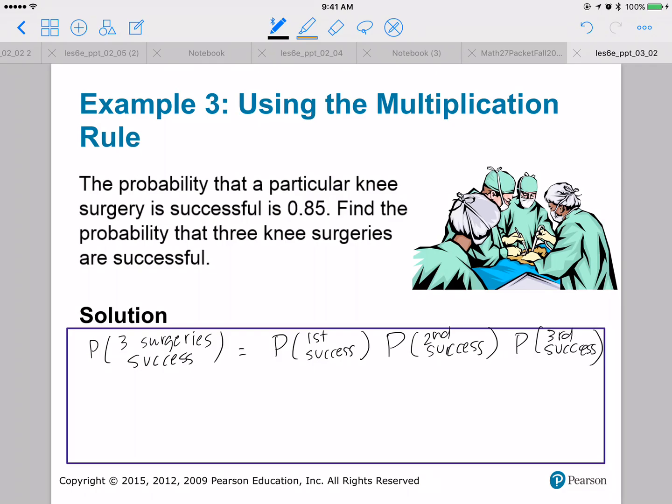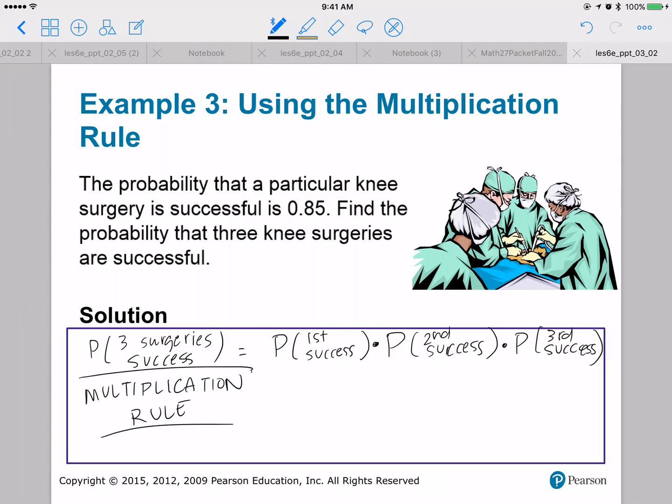And this is because the success of each surgery is independent of the other events. Okay? So the chances for success for one surgery is independent of the chances for the other surgeries. So we can use a general version of our multiplication rule and just multiply the probabilities out.